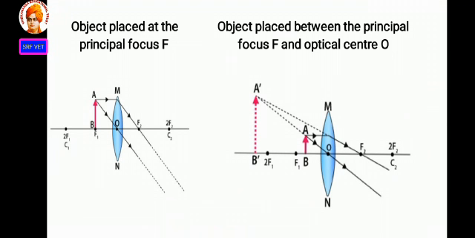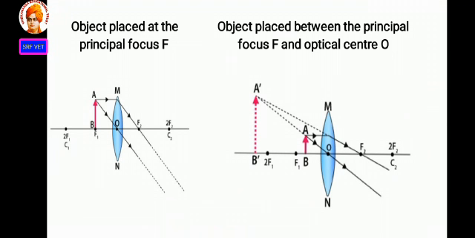Object placed at the principal focus F. When an object is placed at the principal focus, a real image is formed at infinity. AB is the object, but the image is formed at infinity, so the size of the image is much larger than the object.